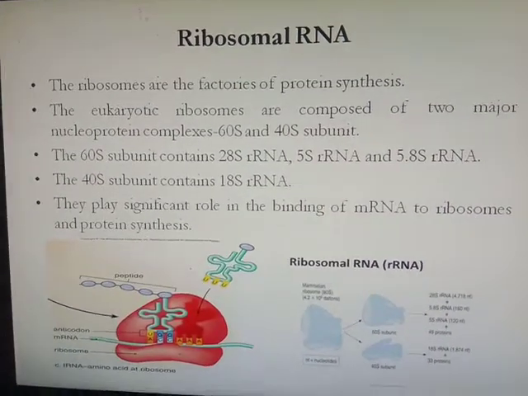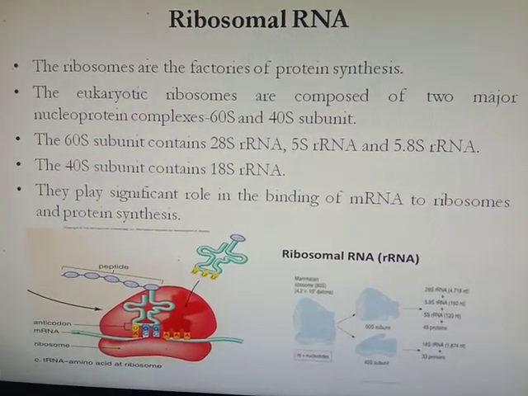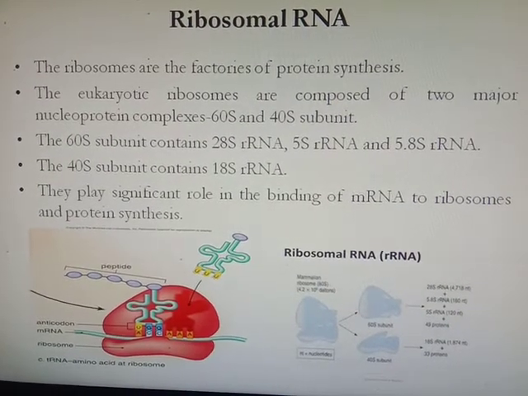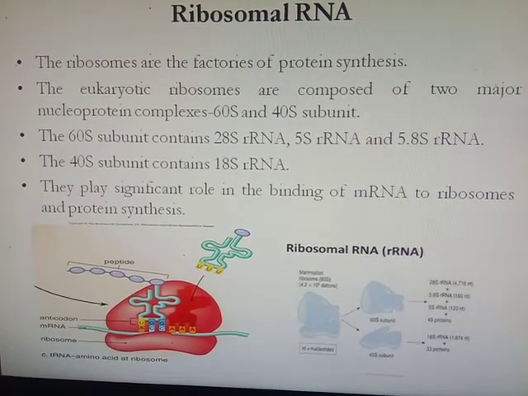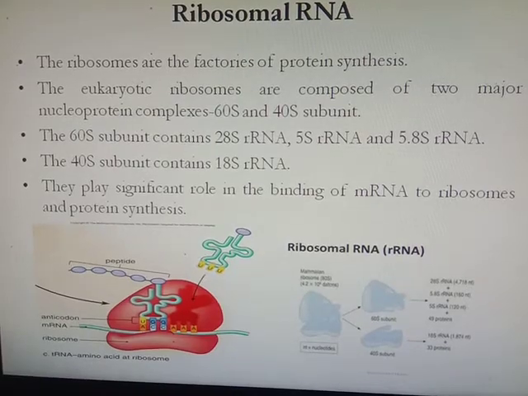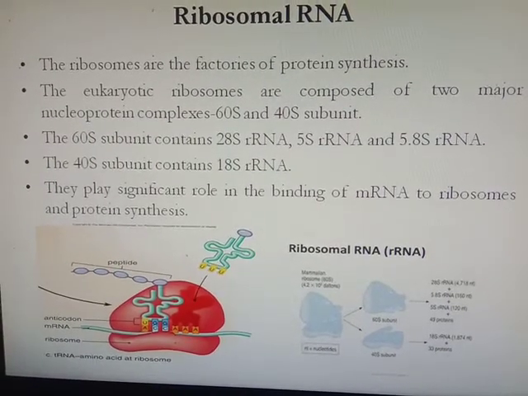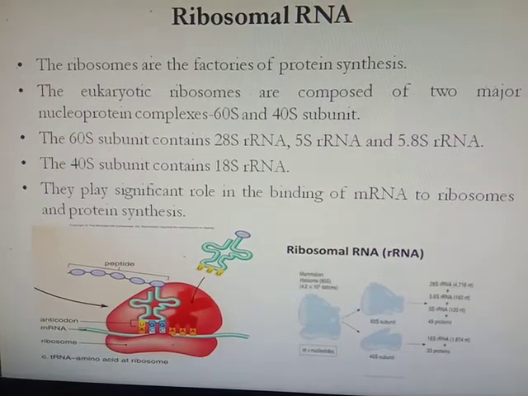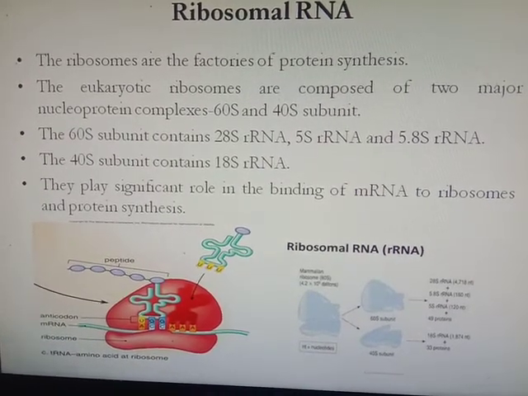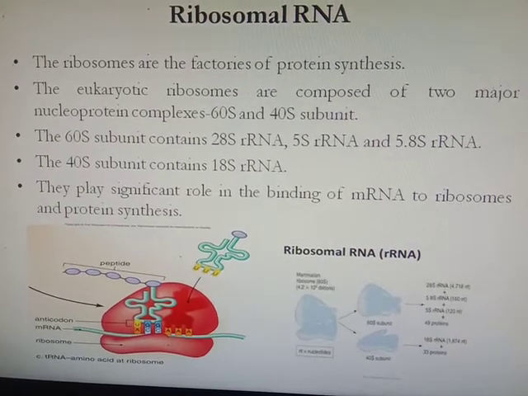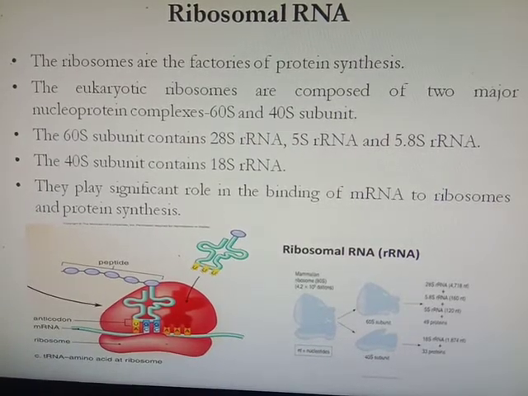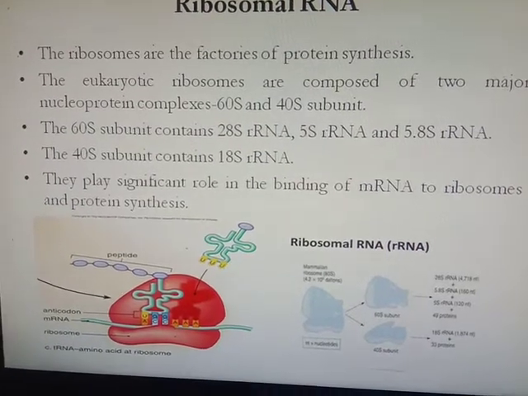The third one is ribosomal RNA. The ribosomes are factories for protein synthesis. The eukaryotic ribosome is composed of two major nucleoprotein complexes. First is 60S and second is 40S, which in combination form the 80S ribosome unit. The 60S subunit contains 28S rRNA, 5S rRNA and 5.8S rRNA. The 40S subunit contains 18S rRNA. They play a significant role in binding of mRNA to the ribosome and in protein synthesis.